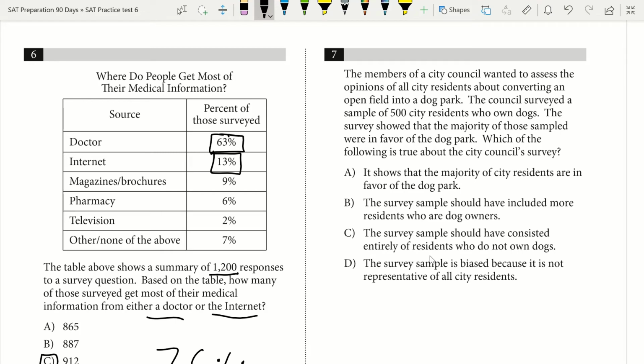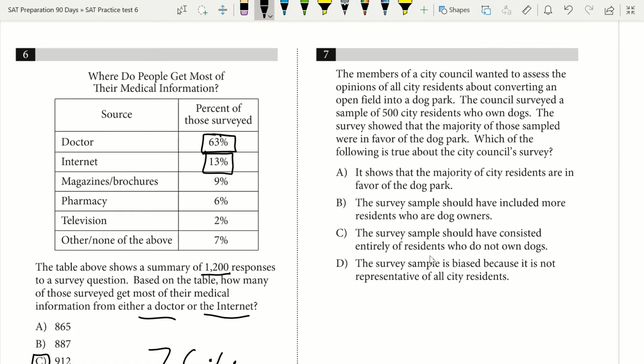All right, question 7. The members of a city council wanted to assess the opinions of all city residents about converting an open field into a dog park. The city sampled 500 city residents who own dogs. Already I know that's a biased sample since we want city residents to include all of them, not just those who own dogs. This is a biased sample.